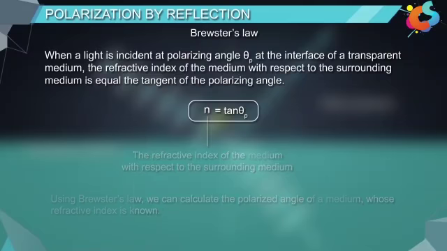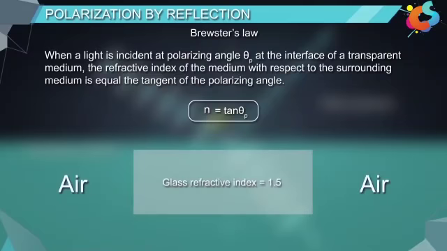For example, for glass whose refractive index is 1.5, the polarizing angle is found to be 56.3 degree when the glass is surrounded by air. Similarly, when water is surrounded by air, if the refractive index of water is taken to be 1.33, it is found that the polarizing angle for water is equal to 53 degree.